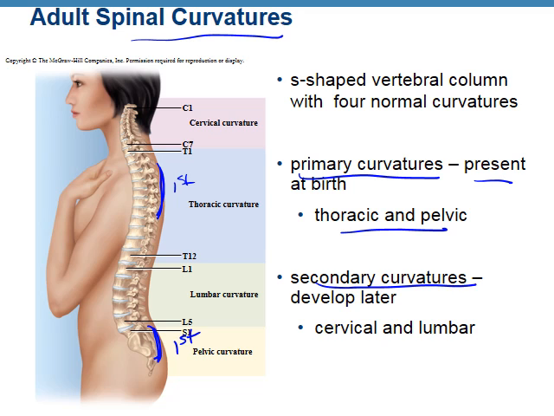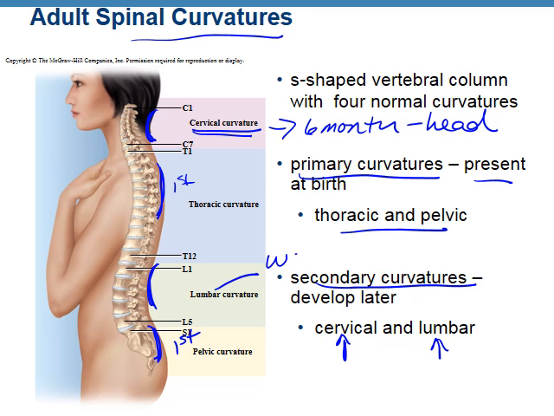Then we develop these secondary curvatures later in life. We have the cervical and we have the lumbar. So the cervical is actually going the opposite way, right? And so is the lumbar. The cervical curvature comes with about 6 months when we start picking up the head. Right? We start arching our back, we're lifting our head up, and we're developing muscles and the curvature for those muscle attachments. And then when we start to walk, this is when we develop our lumbar curve.